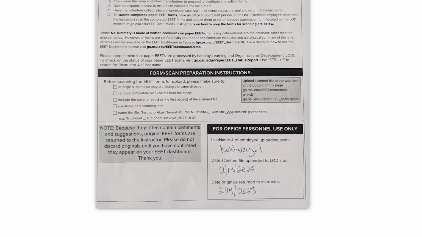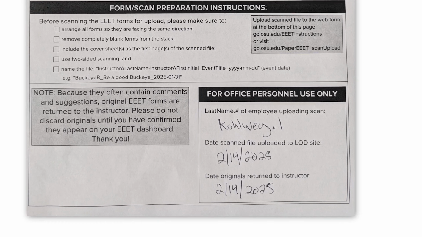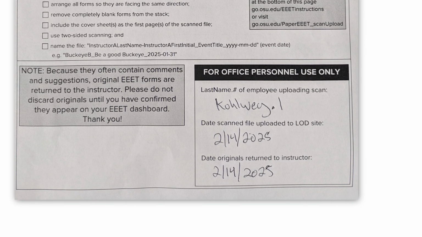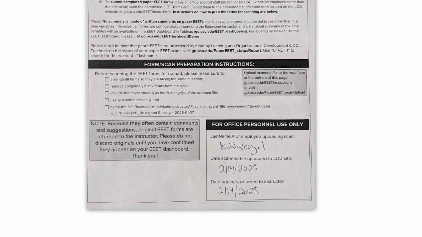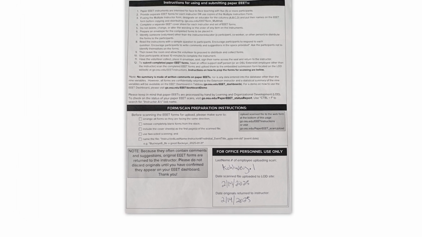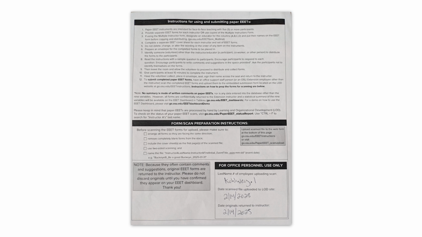After you have completed the scan and uploaded the file to the web form, be sure to fill in the For Office Personnel Use Only box on the back of the cover sheets before placing the forms back in the envelope and returning them to the instructor, or Instructor A if it's a multiple instructor form. This is an important step as it is the only way for instructors to read any written comments left by participants. Written comments are not processed or uploaded to the EEET dashboard from paper forms.